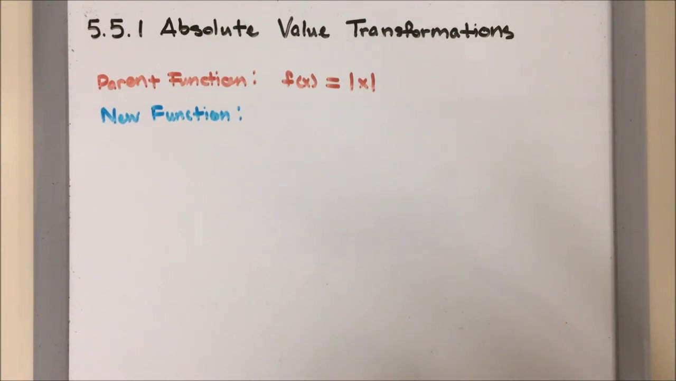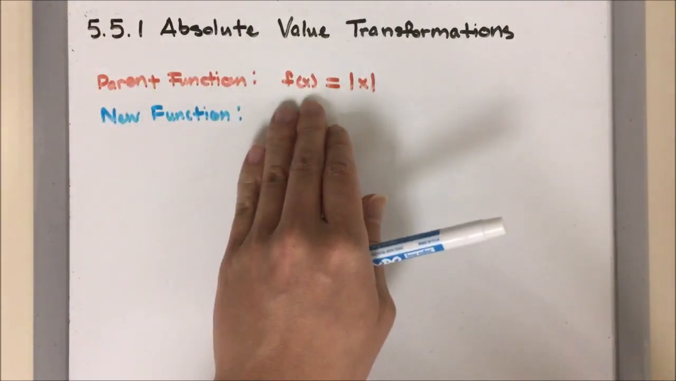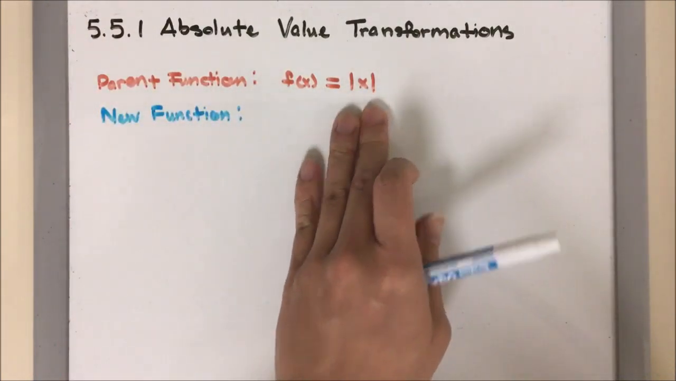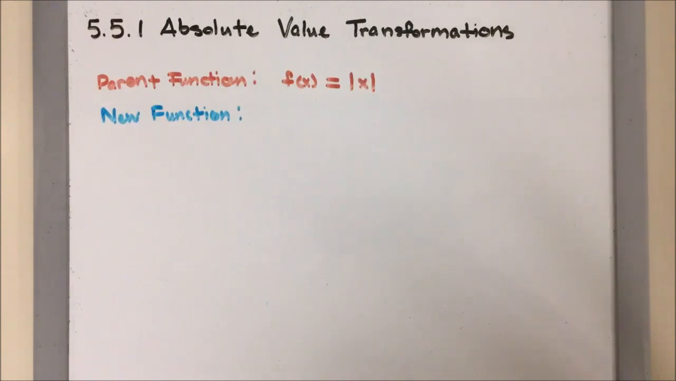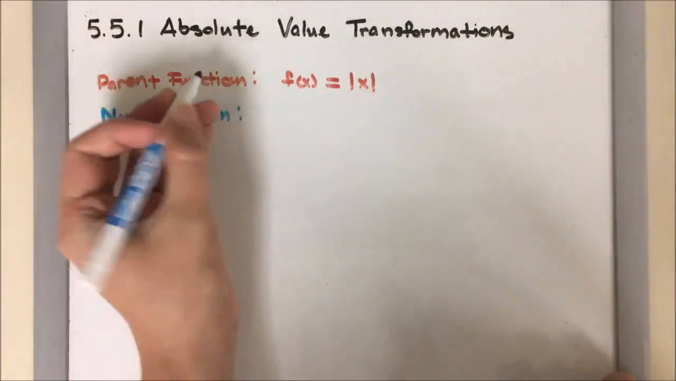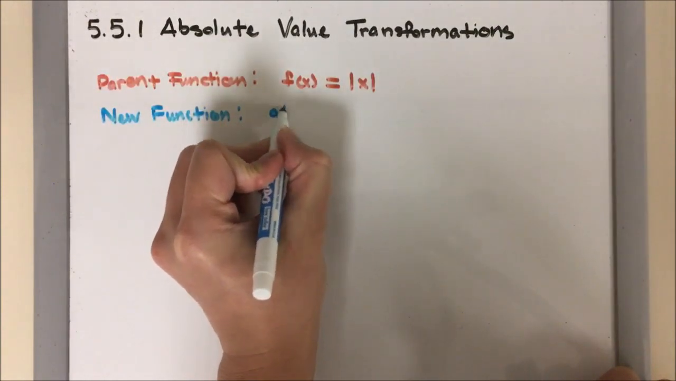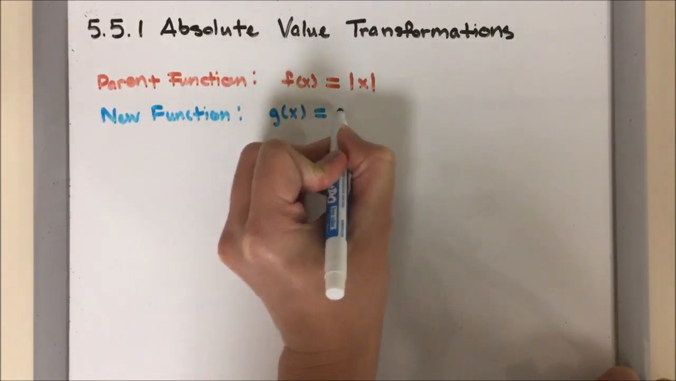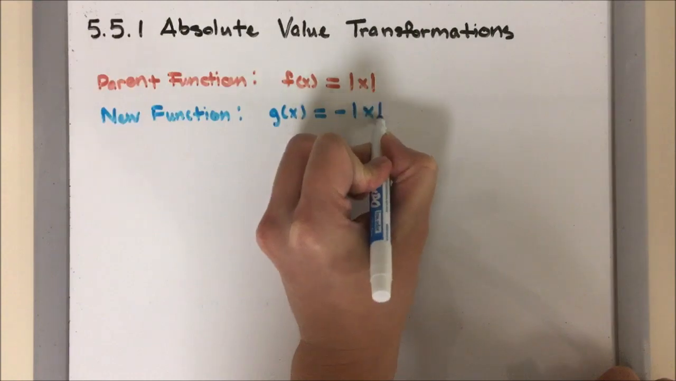Now, what I wrote first is the parent function, f of x equals the absolute value of x. So there's going to be two functions that we're going to look into. The first one, the new function, I'm going to write g of x equals negative absolute value of x.